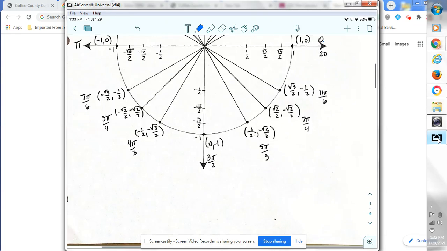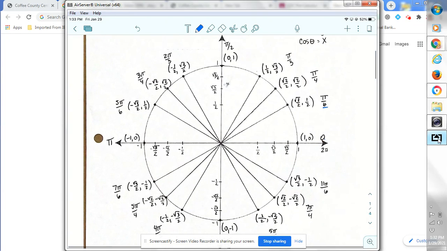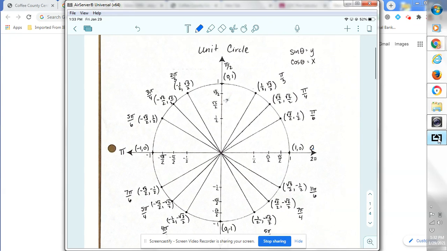All right, so eventually, this is what your unit circle should look like. And we're not going to get too dependent on this unit circle because you are going to be able to use it when we're doing a test or a quiz. But we're going to use this unit circle to get the graph of sine of x and to get the graph of cosine of x.